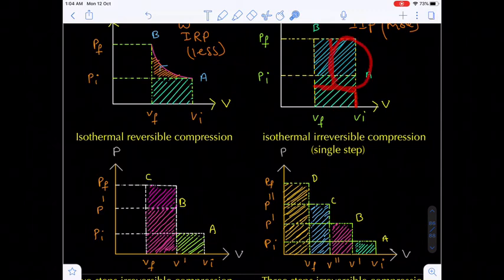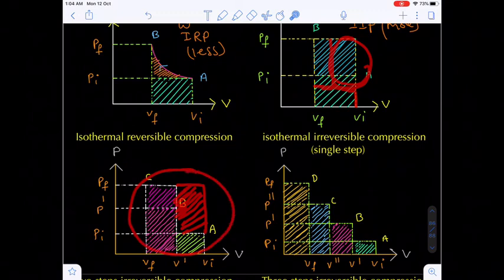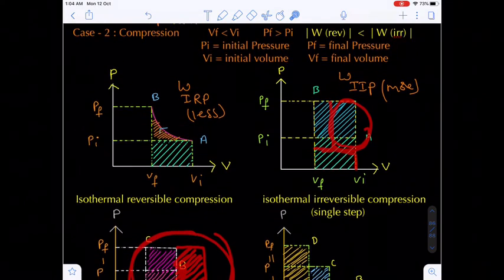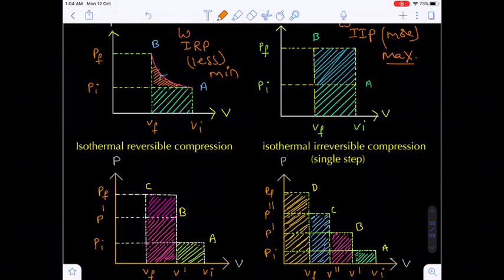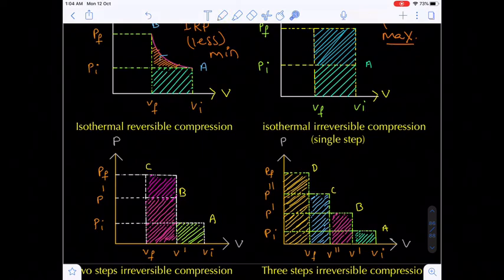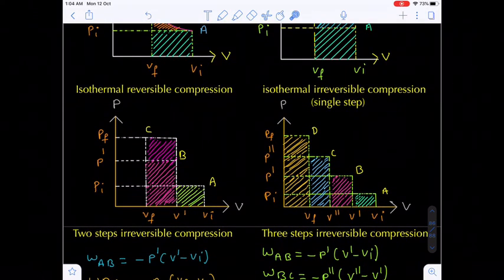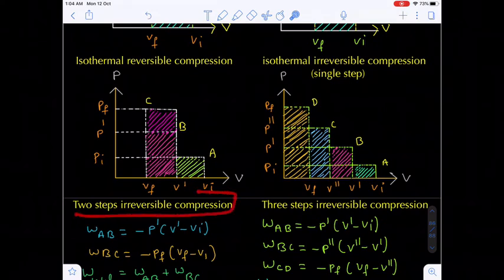Are you getting my point? This area is not covered in the two steps, so the area will be less, which means the work done will be less. Here is the maximum work done value and this is the minimum work done value. After the maximum work done, the next work done will be in the two-step process.